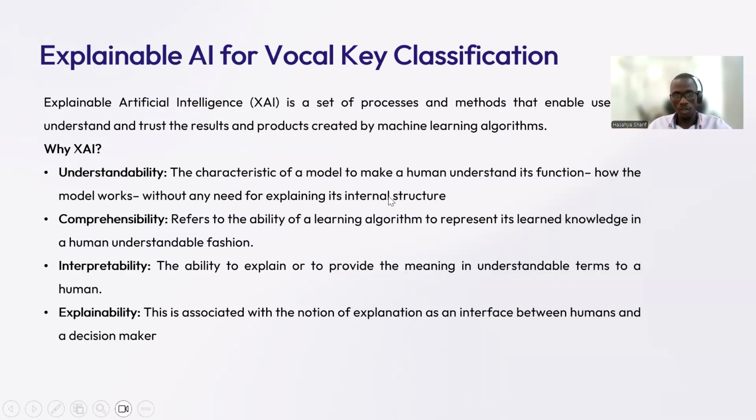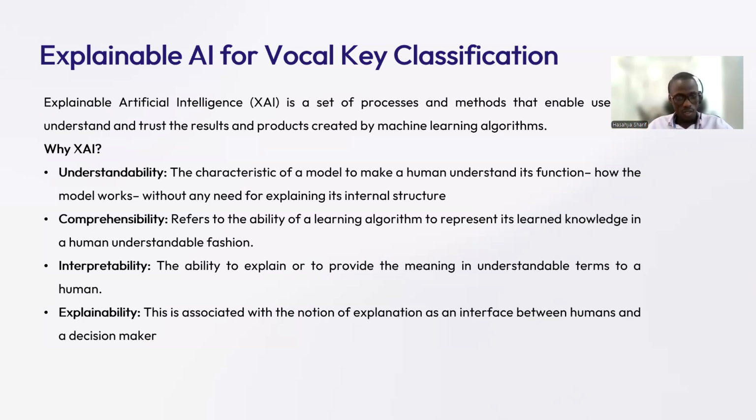Taking you to our first slide, this talks about explainable AI, which is a process that enables us to understand and trust products created by machine learning algorithms. In our case, here we're referring to our models. Understandability is all about understanding the characteristics of the model to make a human understand its functions. Compressibility refers to the ability of this algorithm to represent its learned knowledge in a human understandable manner. Then interpretability is to explain the meaning in understandable terms to a human.